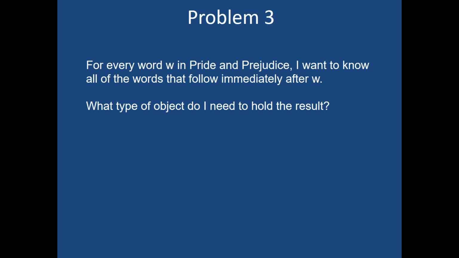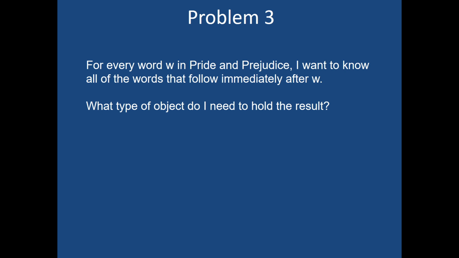Okay, now I want something else. For every word in Pride and Prejudice, I want to have a set of all the words that come immediately after it. So for every different word, there might be 3,000 different words in Pride and Prejudice, I want to know what words can follow immediately after it in the book. So maybe the word Elizabeth can be followed by says and is and was. So I would want Elizabeth to be associated with a set containing those 3 words, and so on for every word in the book. For every word, I want to know the set of words that follow it.